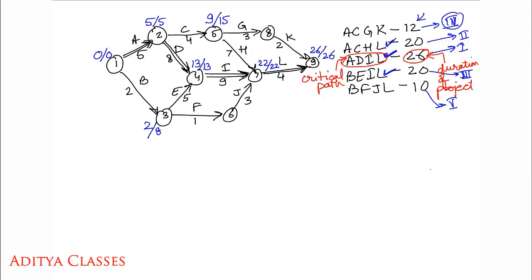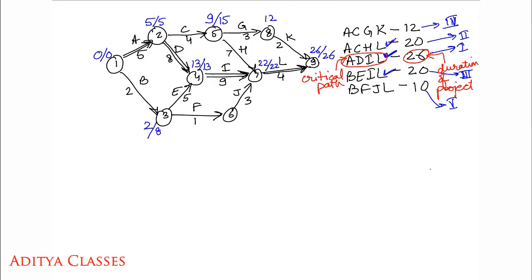Who is next in our list? This 12, 4th. So let us now go ahead with this path ACGK. A, C, G and K. ACGK. 0 plus 5, 5. 5 plus 4, 9. 9 plus 3, 12. I should have a 12 over here. Then 12 plus 2, 14. No, 14 cannot come. I will have a 26 over here. So forward pass is done. Jump to the backward pass.